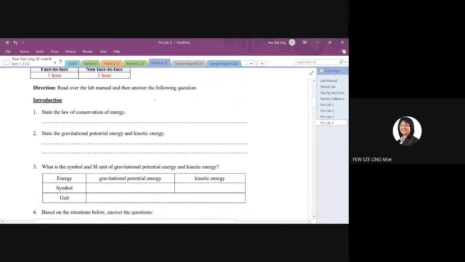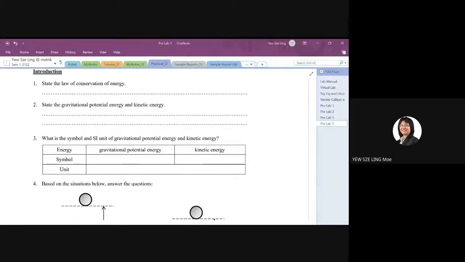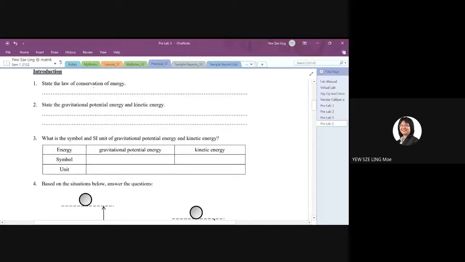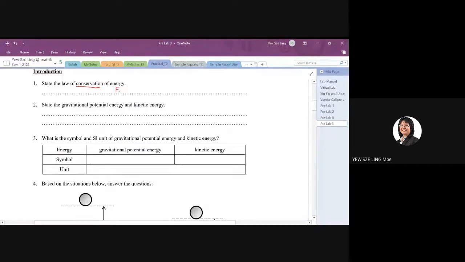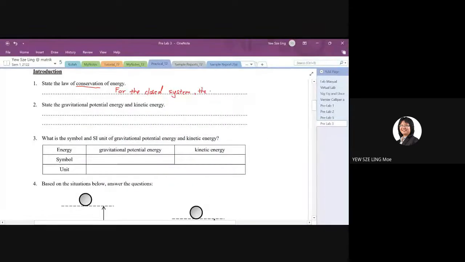So read over the lab manual and then answer the following questions. First of all, you state the law of conservation of energy. So remember what we have learned in our lecture about conservation. What are the things that you need to mention? You need to mention that in a closed system, so it means it is an ideal situation, an ideal system, the total energy.